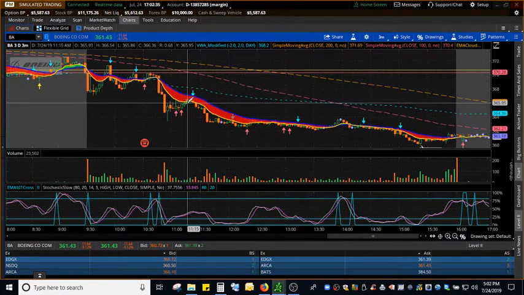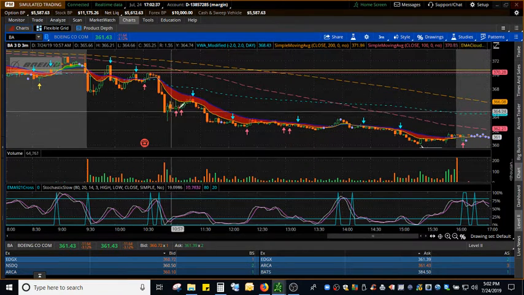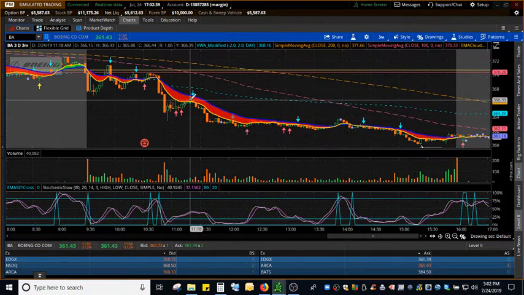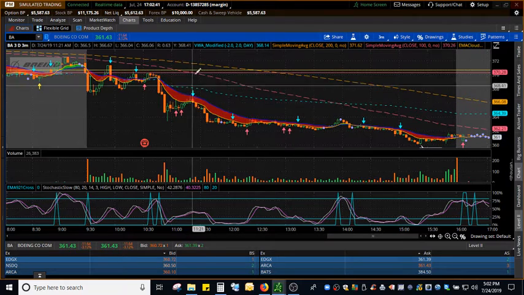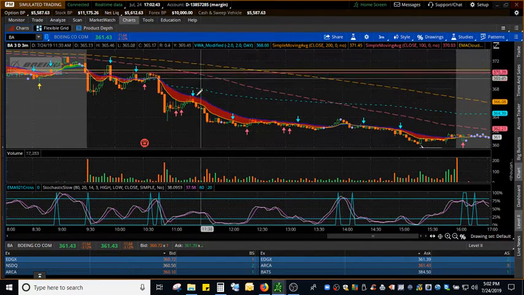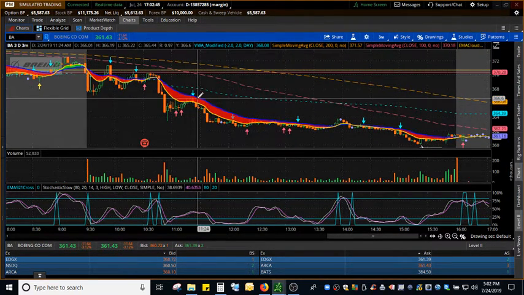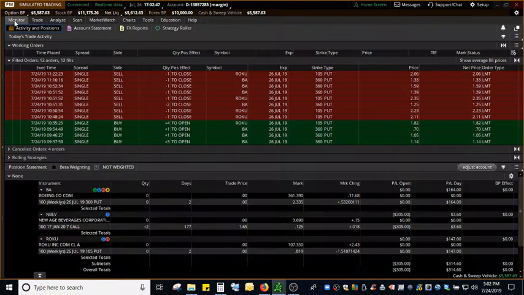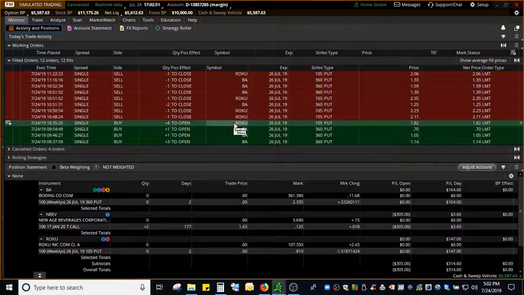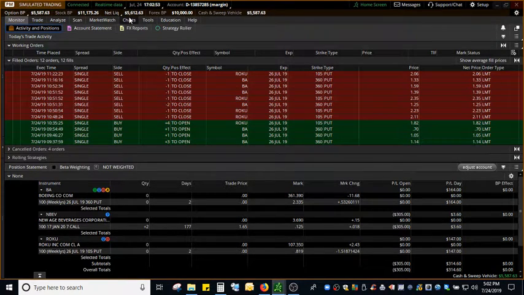We started to pop back up, and at this point, the way that it rounded itself up, I kind of thought we might pop back above and run back to the upside, so I went ahead and got out of that last one. On top of that, I was monitoring the ROKU position that I got in. So let's take a look at ROKU.